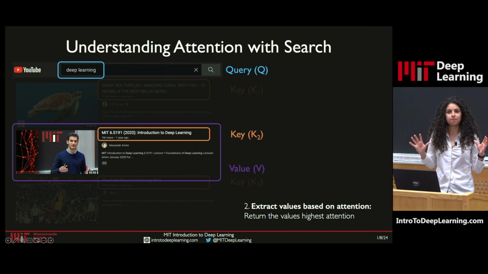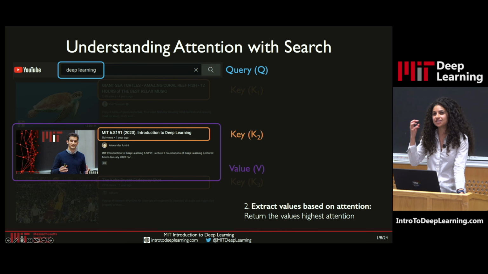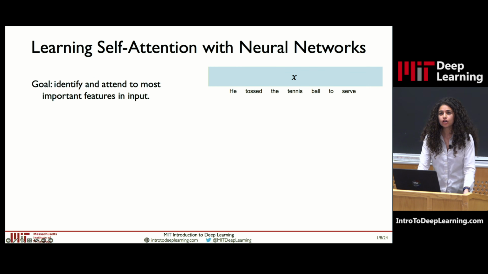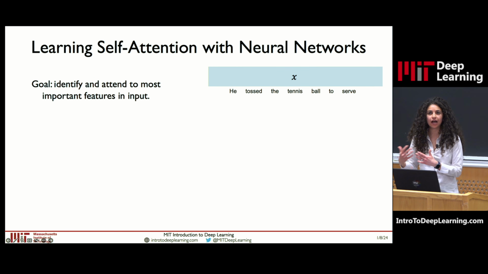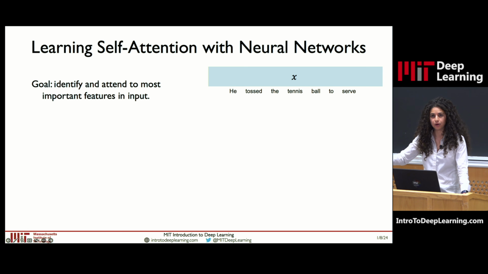This is a metaphor, an analogy with this problem of search, but it conveys these three key components of the attention mechanism and how it actually operates mathematically. So let's break that down, and let's now go back to our sequence modeling problem of looking at a sentence in natural language and trying to model that. Our goal with a neural network that employs self-attention is to look at this input and identify and attend to the features that are most important.